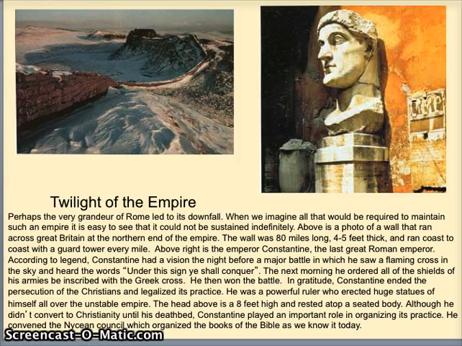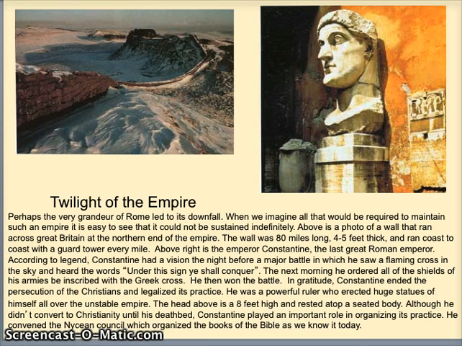Maybe the very grandeur of Rome led to its downfall. When we imagine all that would be required to maintain such a vast empire, it's easy to see that it was not sustainable. Above is a photo of a wall that ran across Great Britain at the northern end of the empire. This wall is 80 miles long, 4 to 5 feet thick, and it ran coast to coast with a guard tower every mile. Now you think about maintaining this, and it would just eventually become impossible.